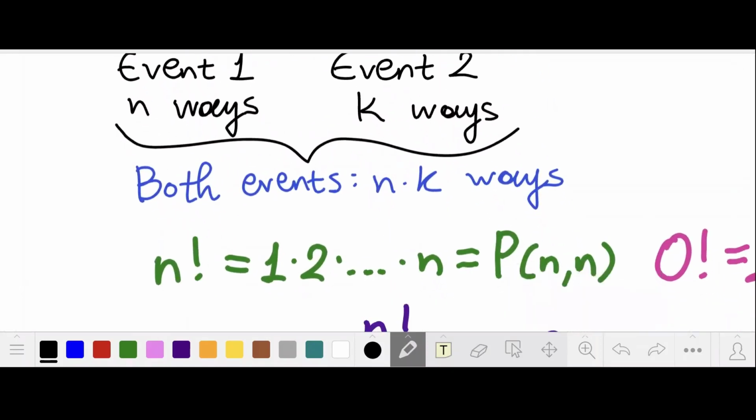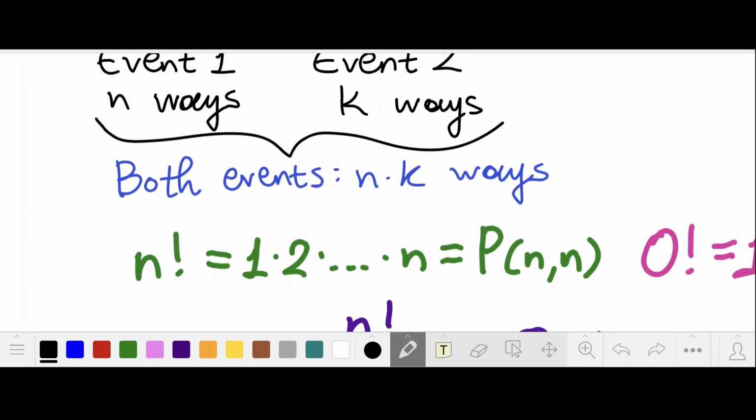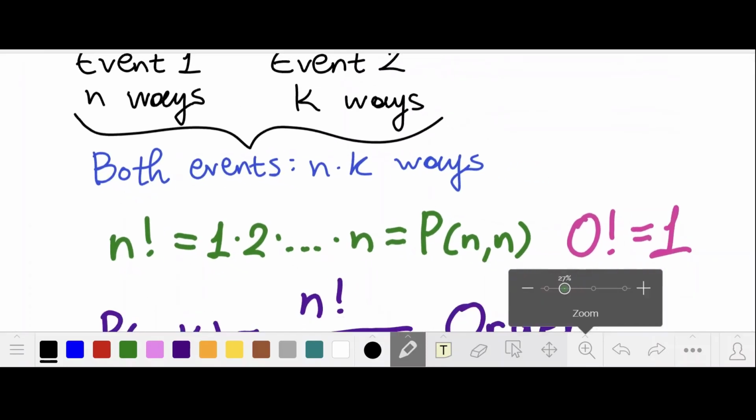Then we talked about the n factorial, which is equal to 1 multiplied by 2, and we keep multiplying until we reach number n. N has to be a natural number, and in fact, the n factorial is equal to the amount of permutations of n objects taken n at a time. We also saw that 0 factorial has to be equal to 1. I remind you that permutations are ordered arrangements of objects.